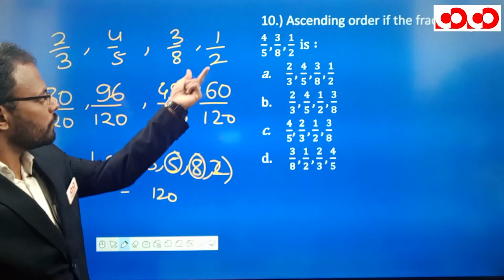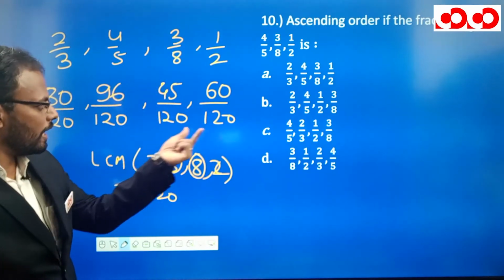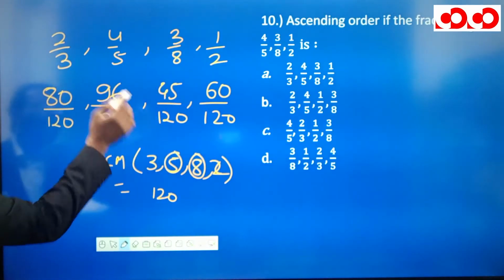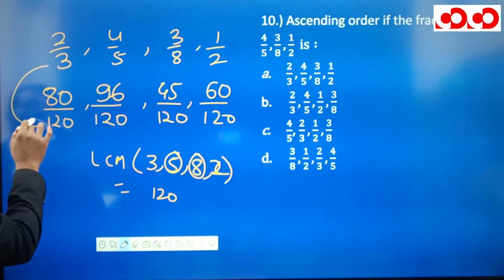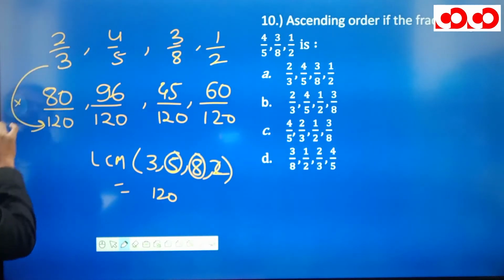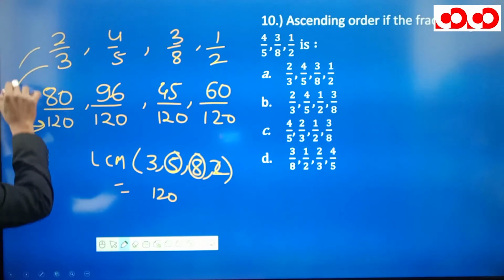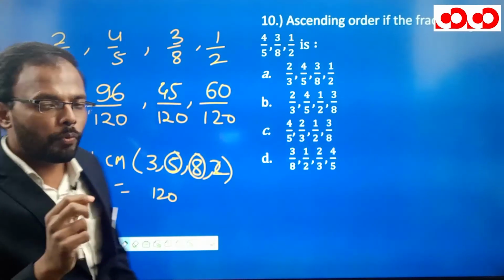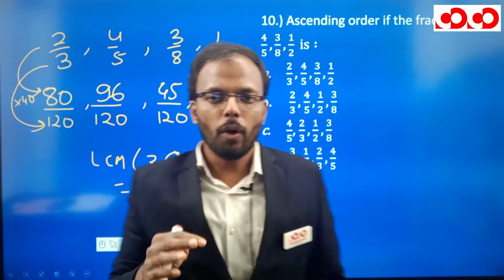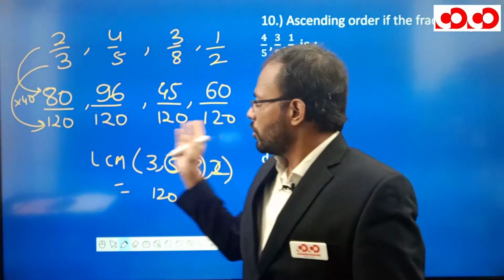So what we have done is we have taken the LCM of the denominators and we have put it there, and we have seen the factor which is multiplying here. It is over here 40. So the same factor should be multiplied in the numerator. That is how we have simplified this question, and now we can compare the numerators because the denominators are same.